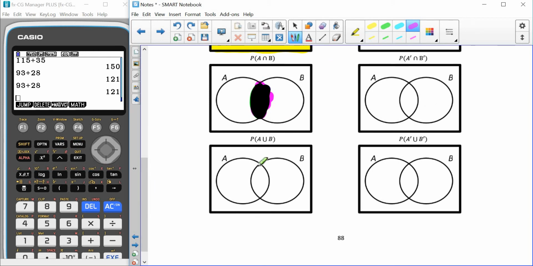For A or B, if you remember when we were talking about the definitions of that before, when we were looking at two-way tables, that means that it could be in A, or it could be in B, or it could be in both of them. So we leave it coloured in like that. So both of the circles, including the overlap, are fully coloured in.